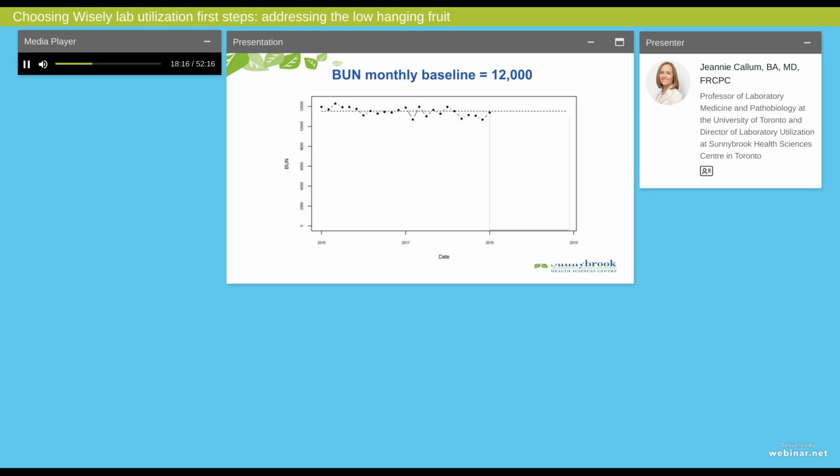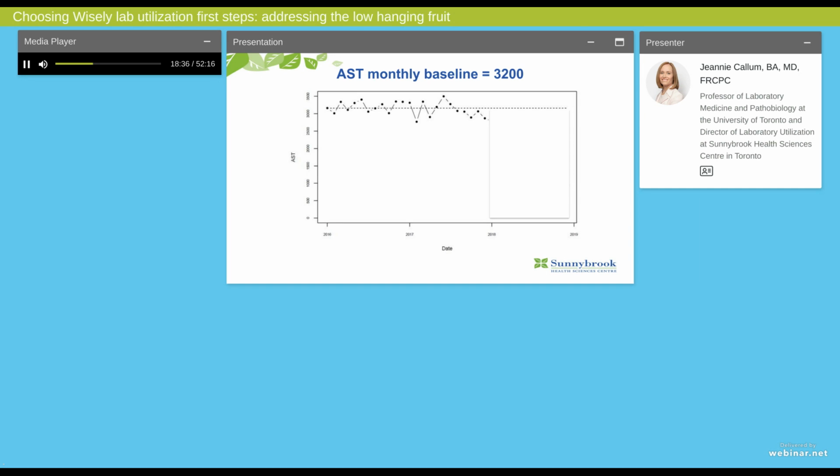And the next thing I had our statistician in R generate these great run charts. If you want to do run charts, you can do them in lots of different platforms, but R is probably one of the best platforms to do this. And we had this nice no change, because of course we hadn't done anything about the urea, but we were running about 12,000 urea tests per month.